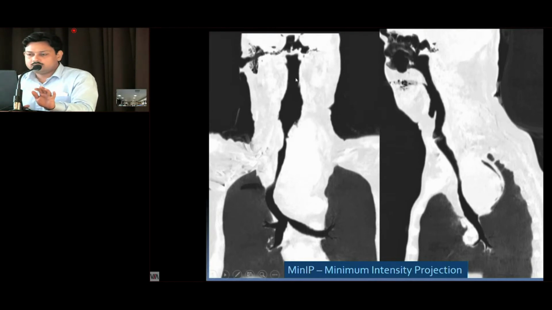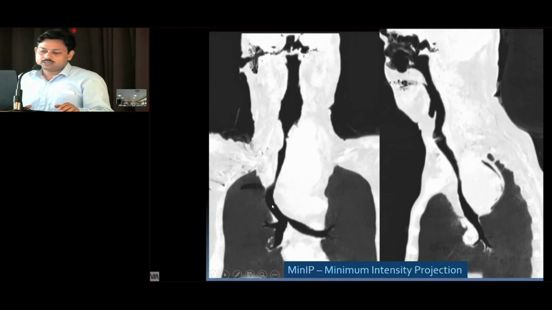We can only see the trachea and the lungs. So this type of projection is useful for seeing the airways and bronchi. You can nicely see how the trachea is deviated, but lower down the trachea has a reasonably good lumen and the carina is free. All this can be seen on coronal as well as sagittal images.